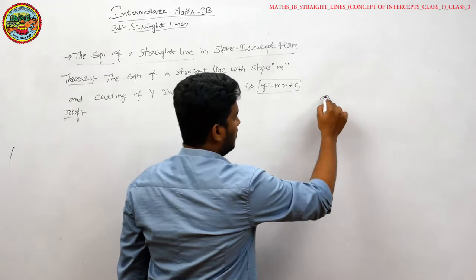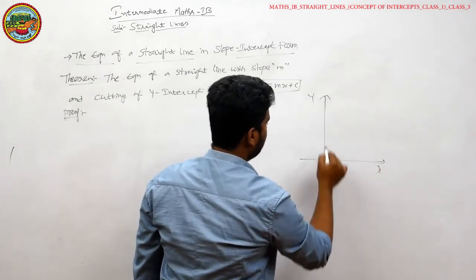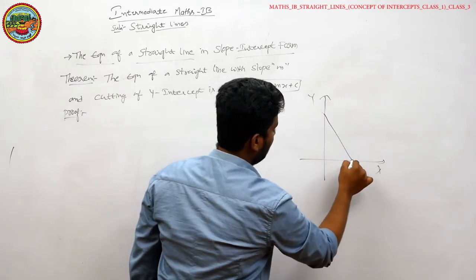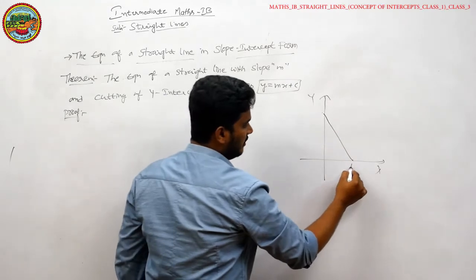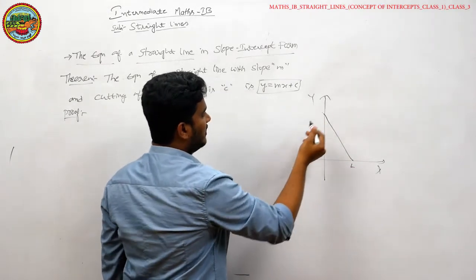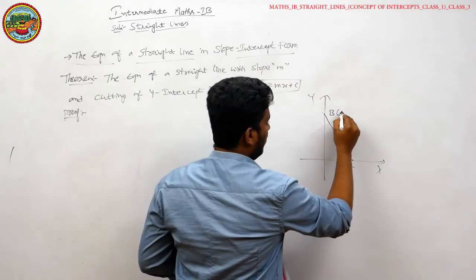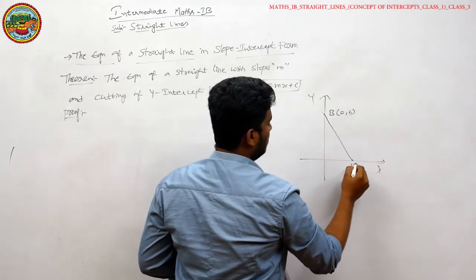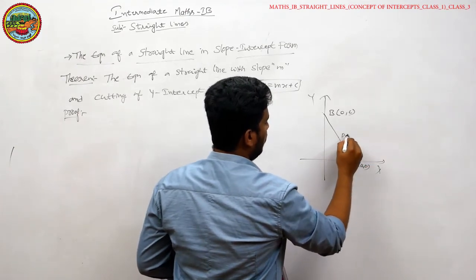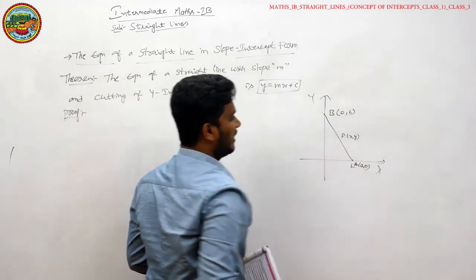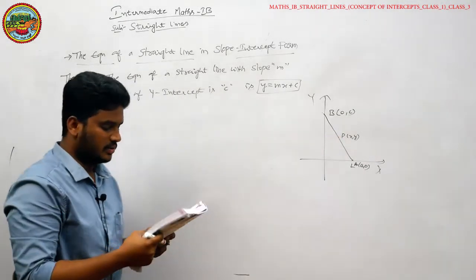So here's the coordinate axis like this, and a straight line, say L, which intersects the y-axis. The y-intercept is given by c, so that means point B is 0 comma c. This is point A, which is a comma 0. Let P be a point on the line L, say P is x comma y. Okay.